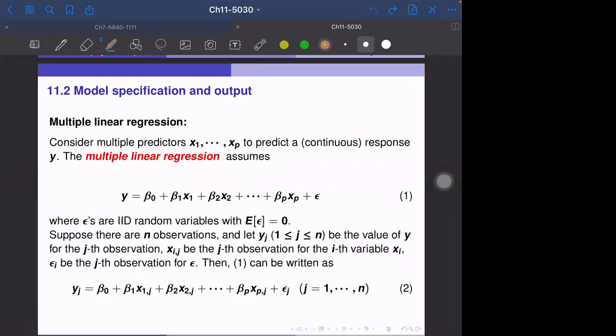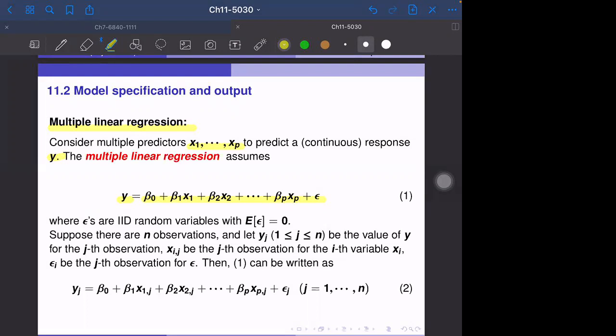Hi, section 11.2, the model specification and output. So now we study the multiple linear regression model. It's similar to chapter 6, but we have more than one predictor. Consider multiple predictors, x1 to xp, to predict a continuous response y. The multiple linear regression model assumes y is equal to a linear combination of x1 to xp.